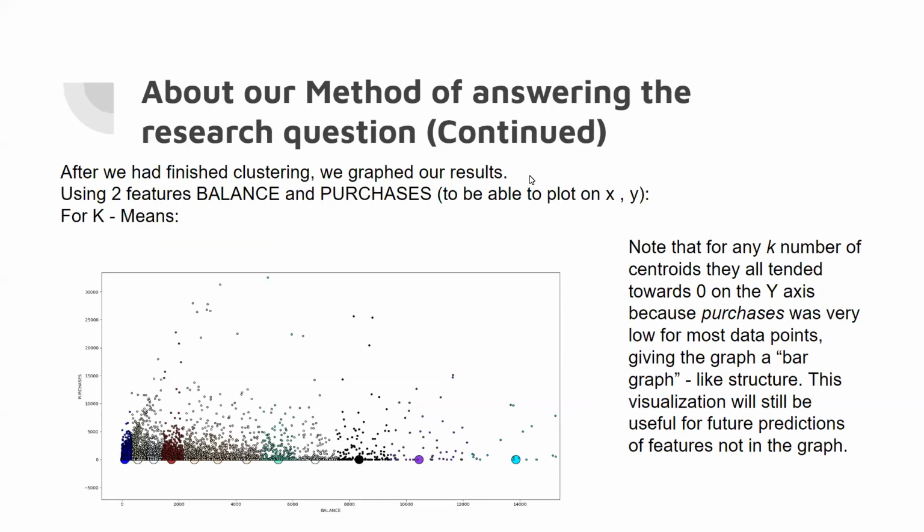Using the k-means clustering here, we graphed our results. Note that for any k number of centroids, they always tended towards 0 because the purchases data was always very low in contrast to the balances data. And that's why it has a bar-like structure. But this visualization will help us understand more things about the data in the future.